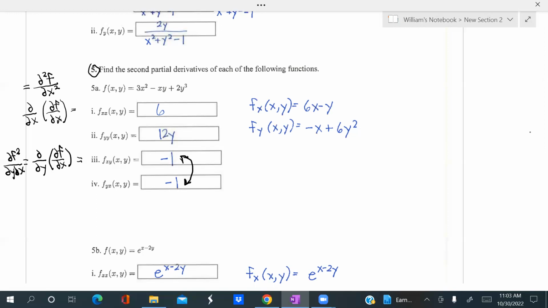We're going to exploit that fact, probably on Monday before the test. We're going to exploit this fact in helping us find local maxima and local minima, which is what we've been discussing in class recently.